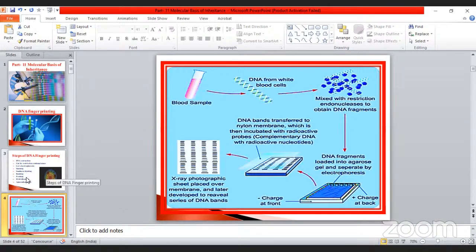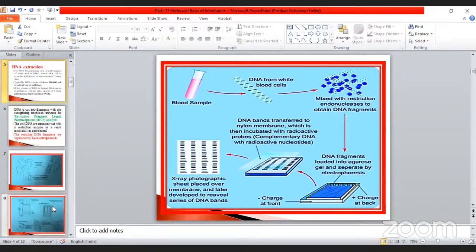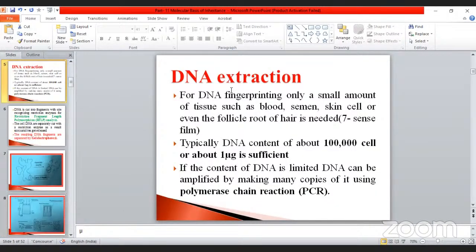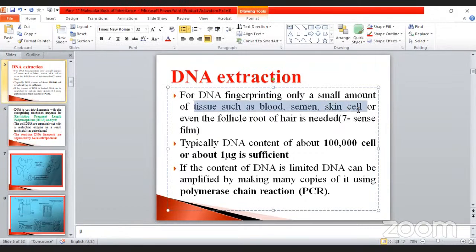So these are the techniques. This is the simple outline I have given. See them one by one. First of all, DNA extraction. DNA extraction is very important for DNA fingerprinting. See what samples were collected from the plant or animal. For DNA fingerprinting, only a small amount of tissue is needed: blood, semen, skin cell, or even the follicle root of hair.